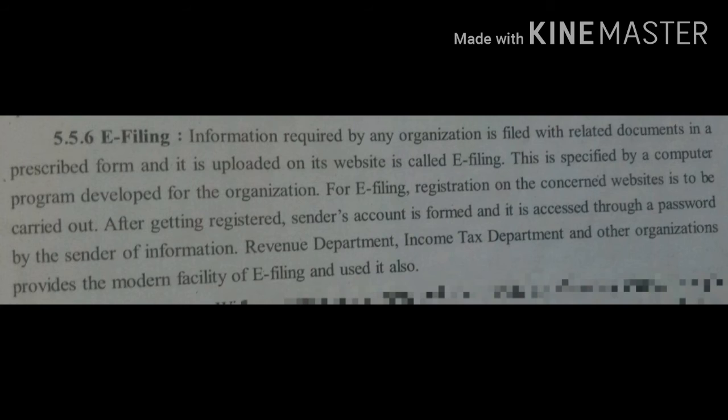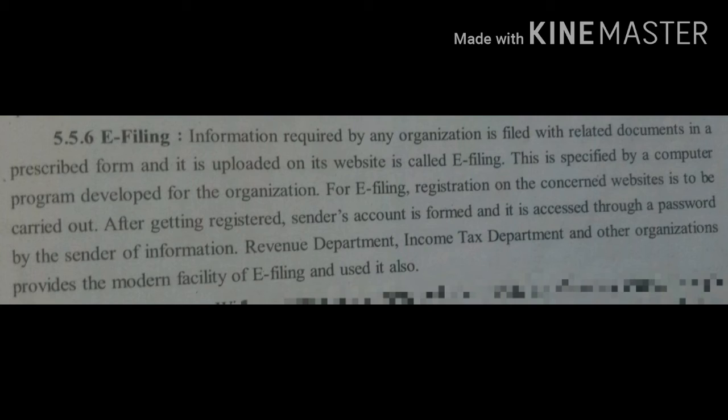E-filing. E-filing is specified by a computer program developed for the organization. E-filing is maintained by the Revenue Department, Income Tax Department, and other organizations, so that the modern facility of e-filing can be done. Here, the required information by an organization is filed with related documents in a prescribed form and it is uploaded on its website. This is called e-filing.